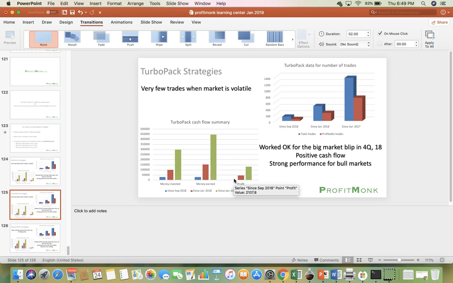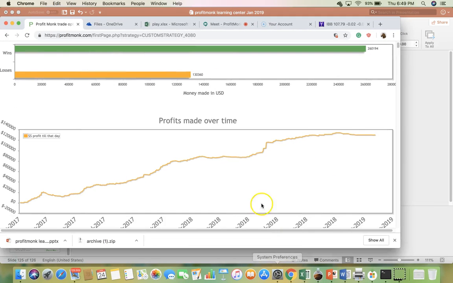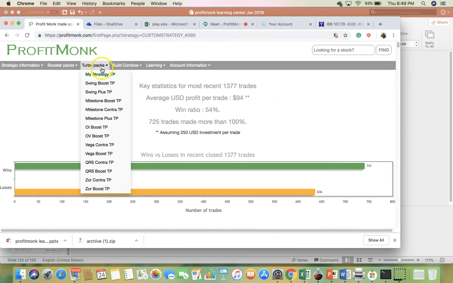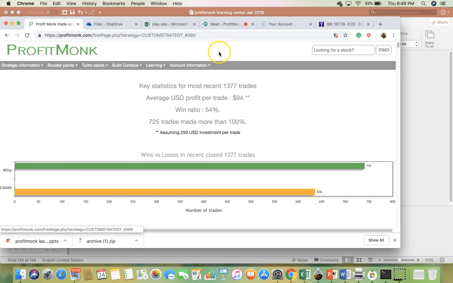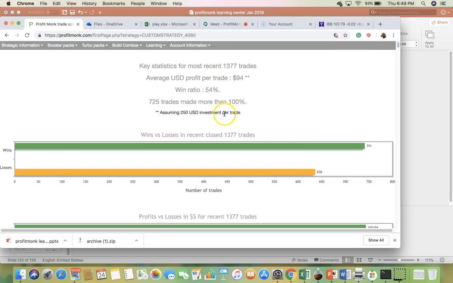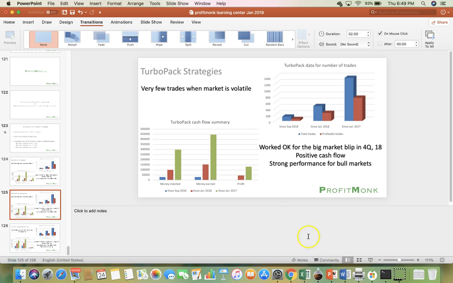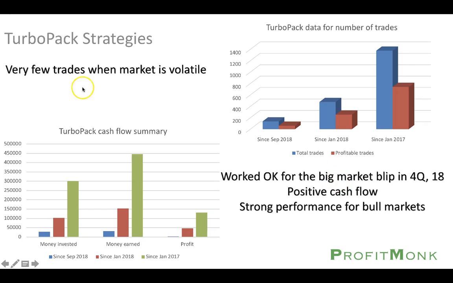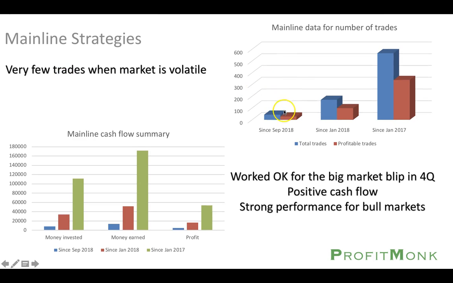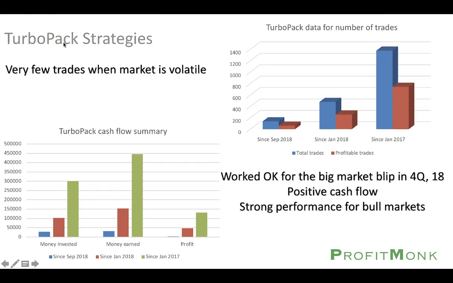You can again get the same information from the TurboPack My Strategy TP page after you set up the strategies, and you should see matching numbers from here as well, including on this curve. So in summary, this also looks okay for the last few months. Again, very few trades, although not as few as this one. This had just 44 trades, the mainline strategies, and this has about 137. So it's still a lot more trades than the mainline, but not as many as this one.